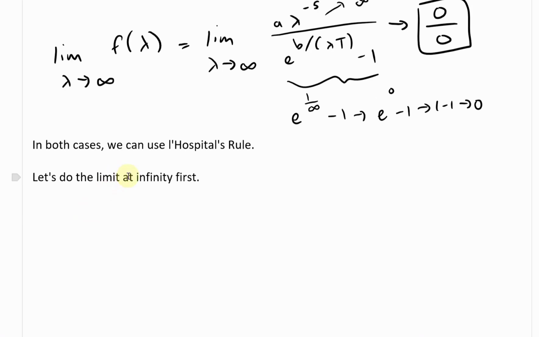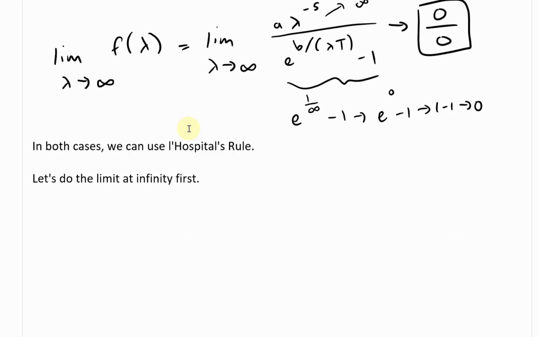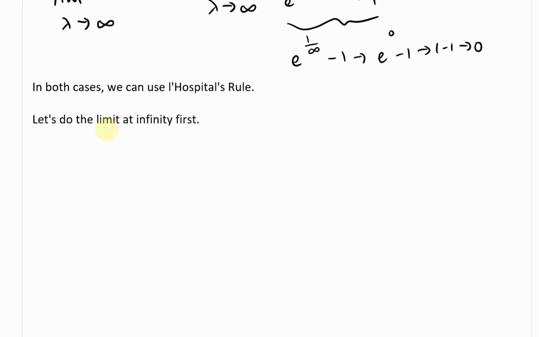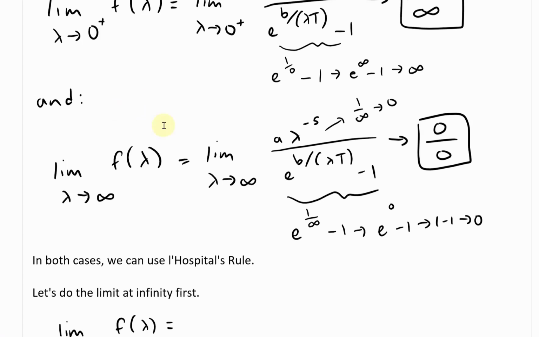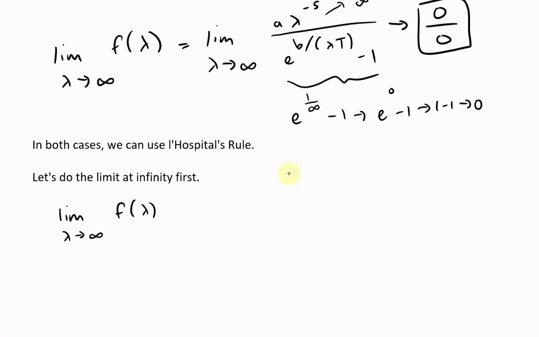So let's do the limit at infinity first, just because it turns out to be the easier one. The other one you have to apply L'Hopital's rule multiple times. The limit as lambda goes to infinity of f of lambda equals this over here, but instead of writing equals, I'm going to put the L'Hopital's rule notation, equals with an h on top. We're going to do L'Hopital's rule on it, and this equals the limit as lambda goes to infinity of the derivative on the top and bottom.